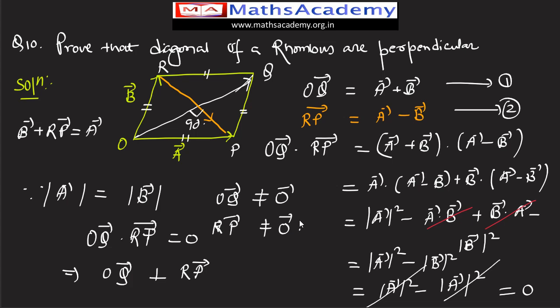Now this is one of the beautiful applications of the dot product, where we very easily show that the diagonals of a rhombus are perpendicular.